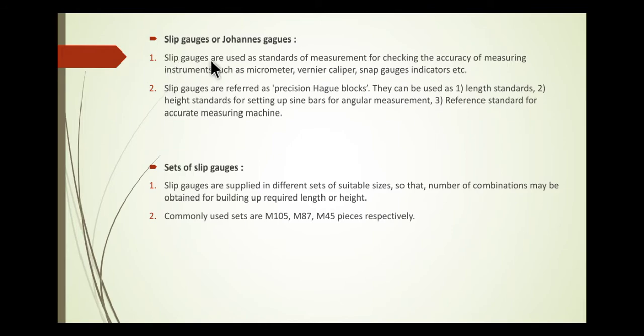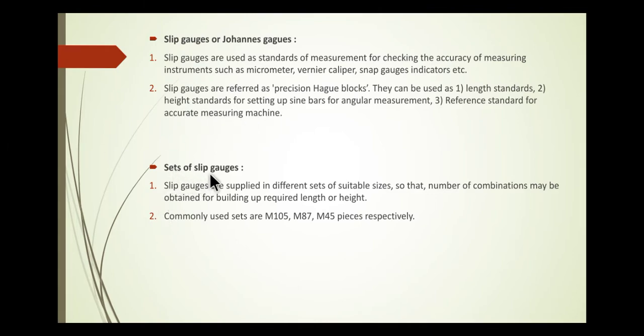Now, slip gauges or Jones gauges. Slip gauges are used as a standard of measurement for checking the accuracy of measuring instruments such as micrometer, vernier caliper, snap gauges, indicator, etc. Slip gauges are referred to as precision gauge blocks. They can be used as first, length standard; second, height standard for setting up sine bars for angular measurement; third, reference standard for accurate measuring machines.